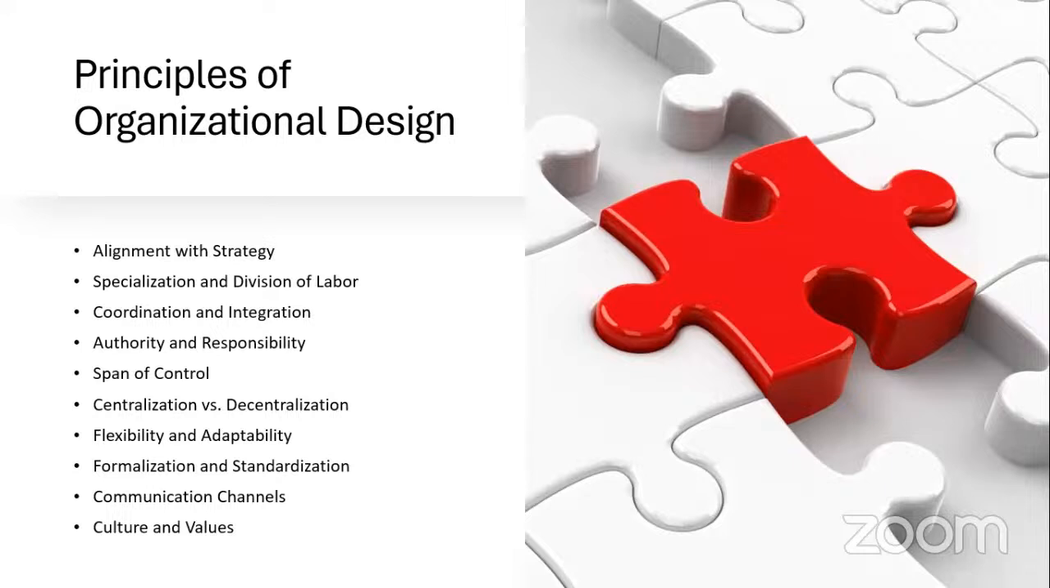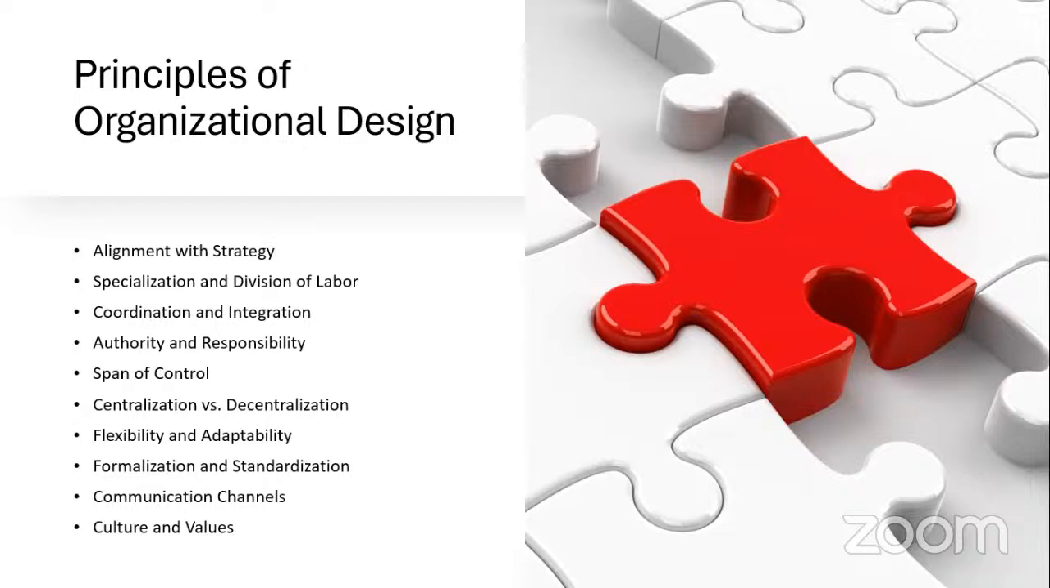Principles of organizational design. You have alignment with strategy, specialization and division of labor, coordination and integration. Coordination internally, integration both internal and external. Authority and responsibility available to employees at different levels. Span of control, centralization and decentralization. Centralization if power is centralized to the top management only or to a particular department, or decentralized if authority and power is allocated across the organization. Flexibility and adaptability.